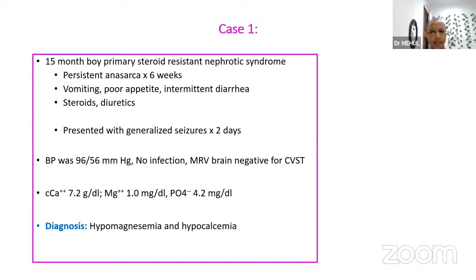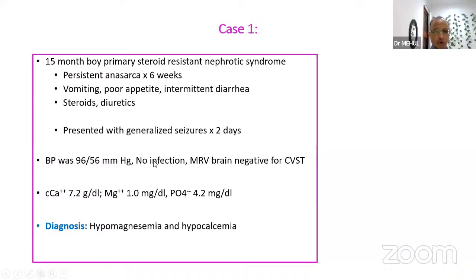Let's move on to some cases associated with magnesium disorders. This is a 15-month-old boy who presented with primary steroid-resistant nephrotic syndrome, with persistent anasarca for 6 weeks, intermittent vomiting, poor appetite, and intermittent diarrhea because of gut wall edema. He was on an adequate dose of steroids and also diuretics to reduce his anasarca. He presented with generalized seizures for 2 days, 6 weeks into the onset of his disease.